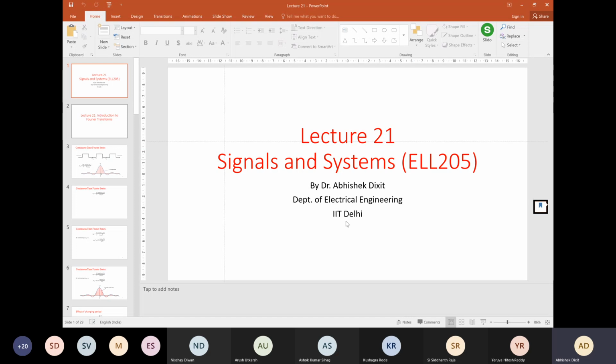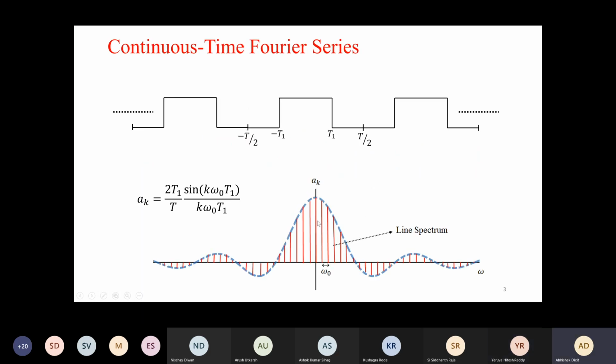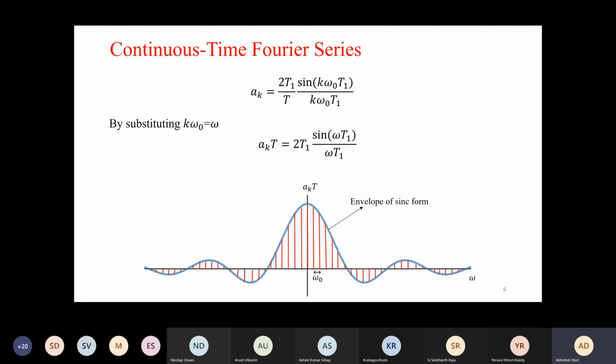Can you see my slide now? Yes. So if you look at this, here we have this A_k T. This is simply this 2T1, right? So this is constant. And then you have this thing, which is not a function of T, right? This is just a function of omega, which is actually k omega naught in this case.